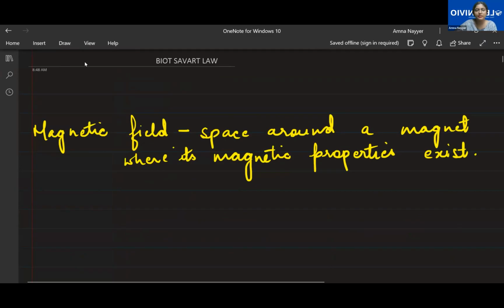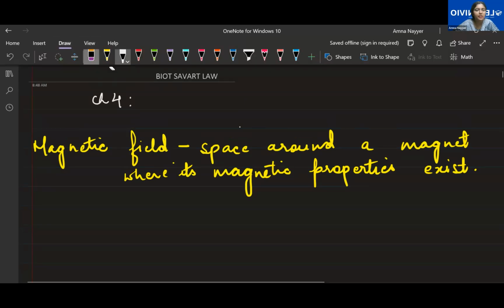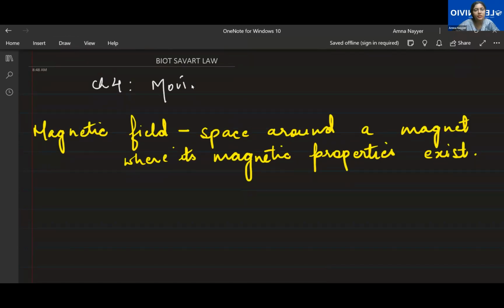All right. So let's start with chapter 4. Now this is your magnetism unit. Two chapters are there: Moving charges and magnetism, and Magnetism and matter. So this is chapter 4, moving charges and magnetism, which is also known as magnetic effects of electric current, because we'll now be talking about magnetism.